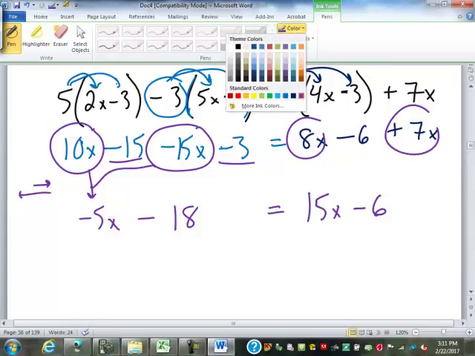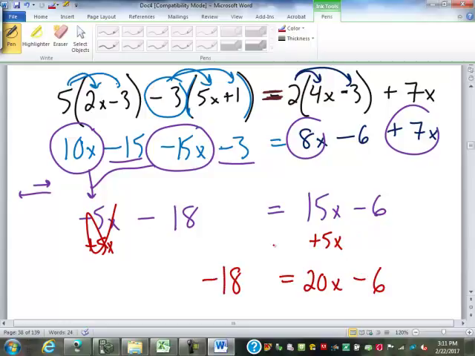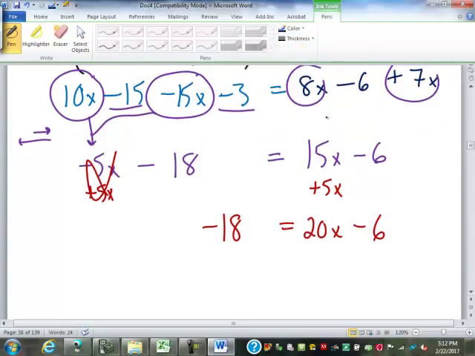Now we still have an x appearing twice. We need to do what? Add 5x. Perfect. Negative 5x is the smaller one, so we add 5x. So 15x plus 5x is 20x, minus 6. Over here we still have negative 18. What's next? Add 6. Good. So that's gone. We have 20x over here.